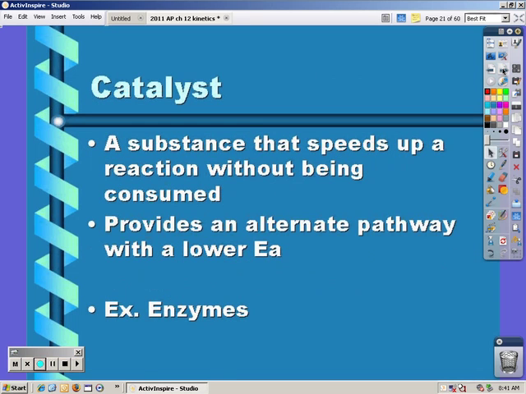A catalyst is a substance that speeds up a reaction without being consumed. It does that by providing an alternate pathway with a lower activation energy. An example of that would be an enzyme. So EA is activation energy.